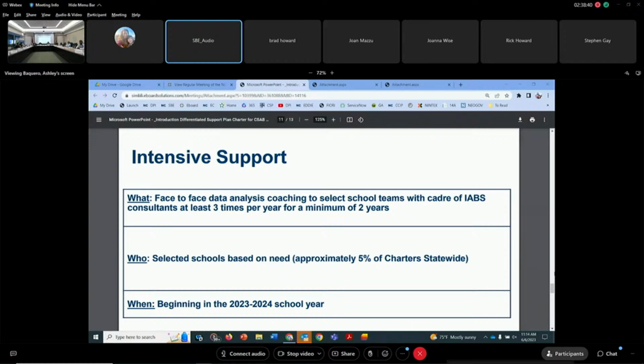That will consist of some more face-to-face, hand-over-hand data analysis coaching. Our team is really skilled in being able to look at data in an effective way to improve outcomes for kids. Teams will be invited to come meet with us 3 times per year to have some hand-over-hand coaching on using their data effectively. And we do ask for a 2-year partnership agreement for those schools as well.